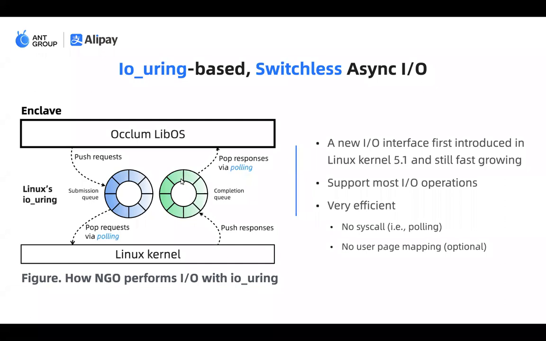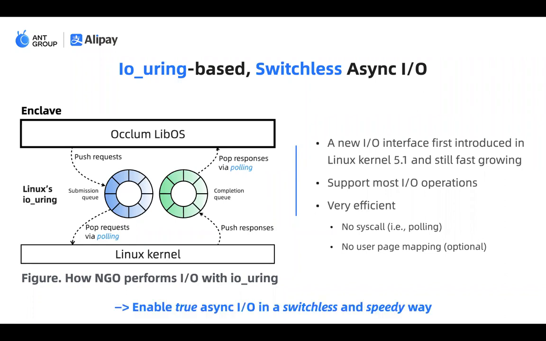And so the library does not need to exit the enclave to gather responses. The Linux kernel will push the response into the ring buffer in the shared memory, and the library can just pull the response out of it. So there is absolutely no enclave switching and also no user-kernel switching. So this is very efficient.